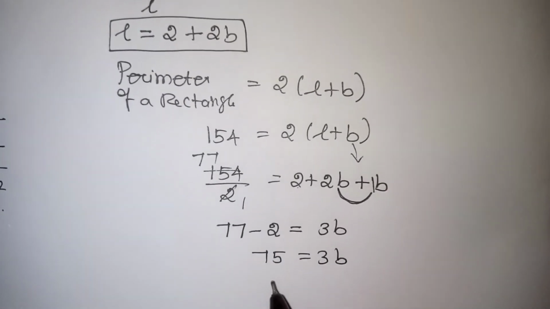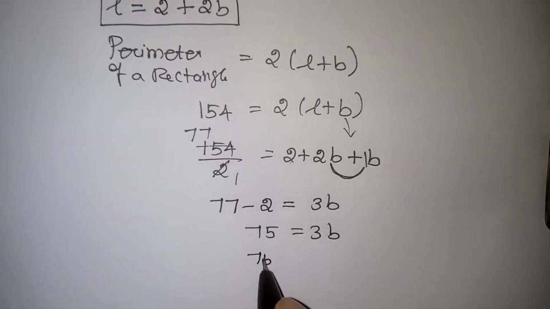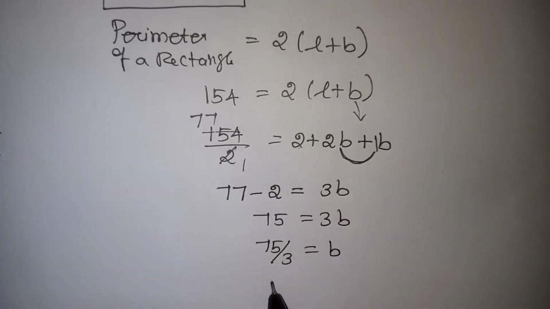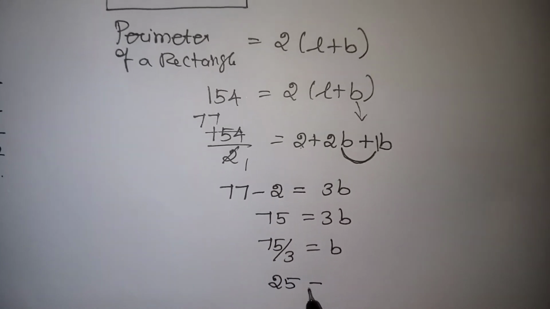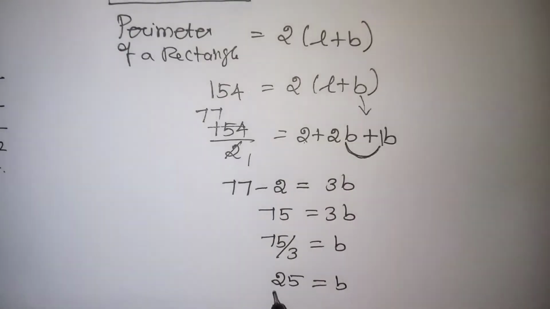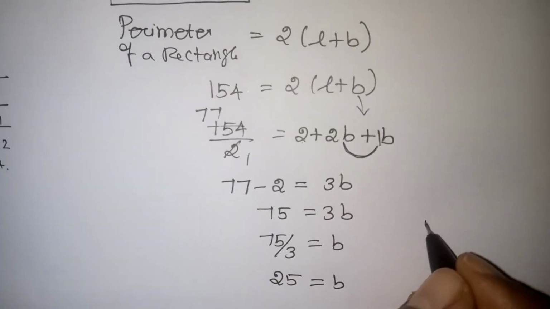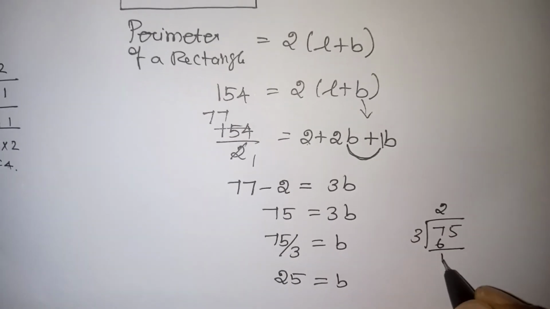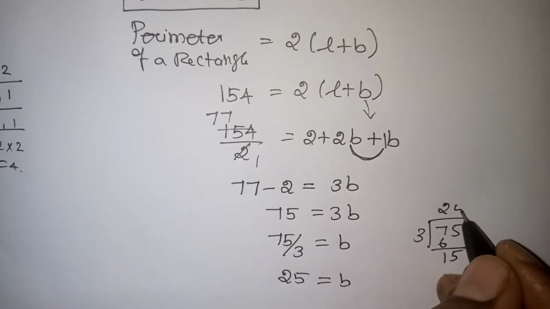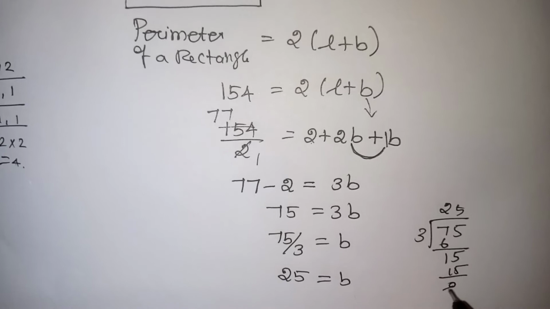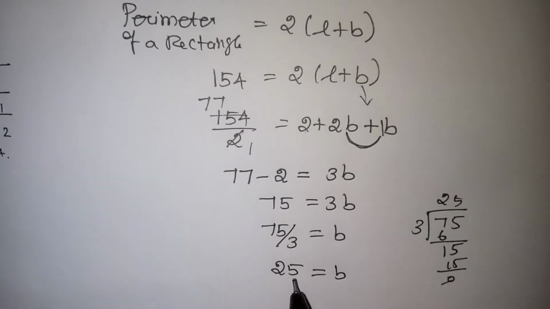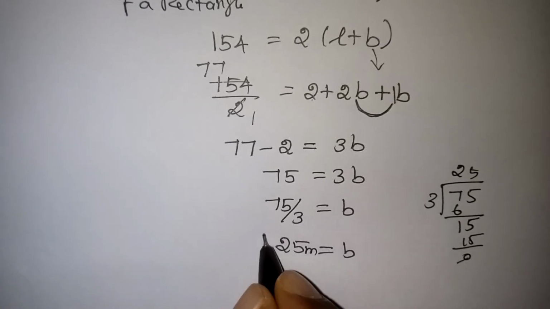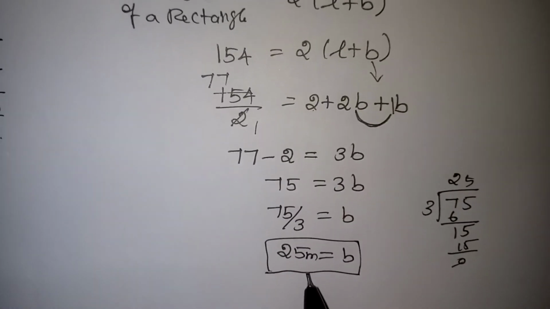So multiplication by 3, you can take it to the other side, that will become division. 75 by 3 is equal to b. So if we cancel, we are getting 25 is equal to b actually. So 75 by 3 you can divide in this way also: 2 3s are 6, balance 1. Next number 5, 3 5s are 15, remainder 0. Like this also you can divide and you can write this 25. So here the perimeter is given in meter, so breadth also will be in meter only. So breadth is 25 meter we have found.